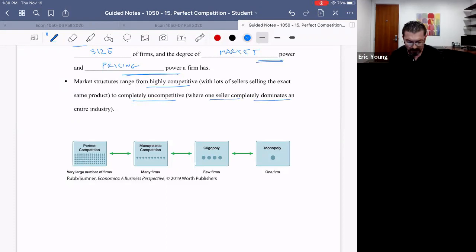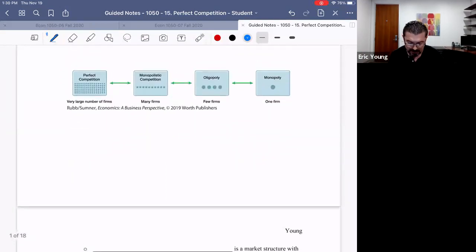We have four basic market structures, and you can see them here. We have perfect competition, monopolistic competition, a structure known as oligopoly, and monopoly. Our next couple of topics will take these industry types, these structural types, and really break them down.